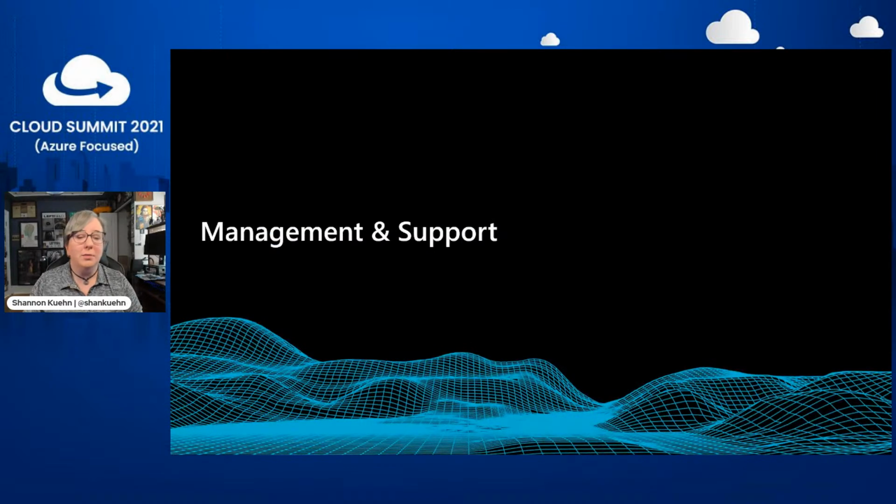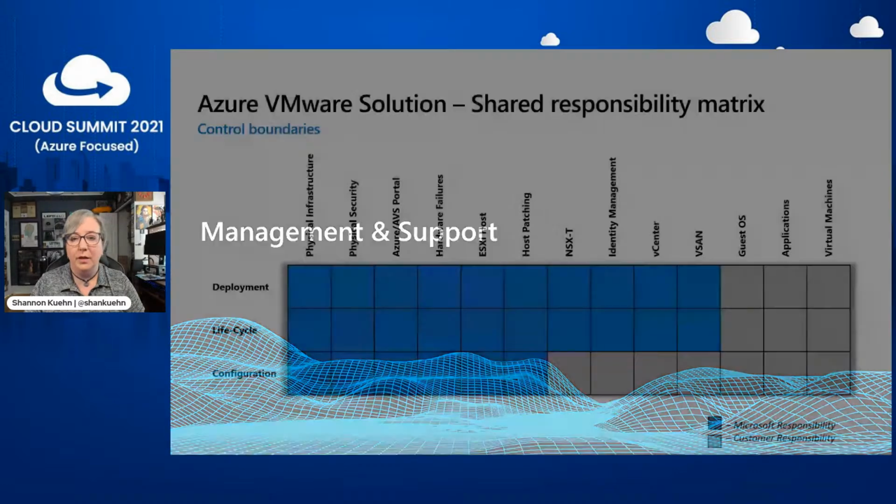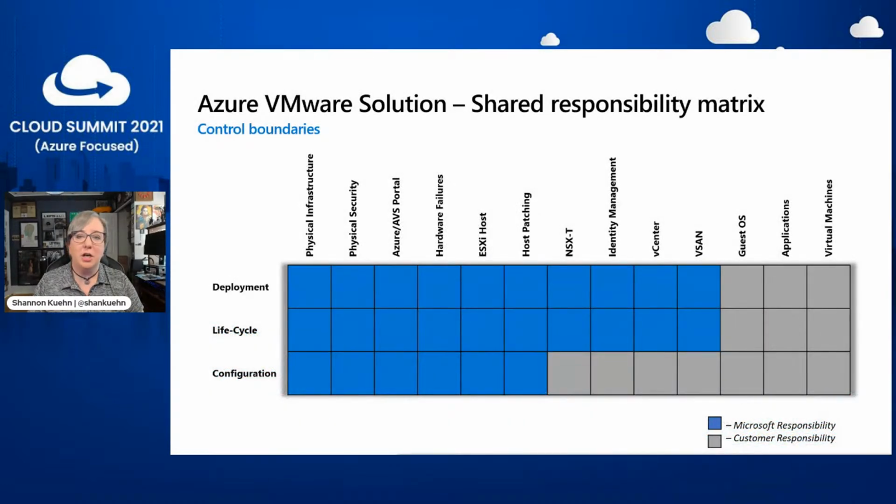So let's talk a little bit about management and support next, because I think that's where a number of questions still show up. Oftentimes we see the shared responsibility matrix for IaaS, PaaS, and SaaS. This is the shared responsibility matrix for Azure VMware Solution. Hopefully what you're seeing here in the slide is that a lot of the burden of responsibility falls on Microsoft. So you're no longer getting the pages or the emails at 2 a.m. when your power supply fails.